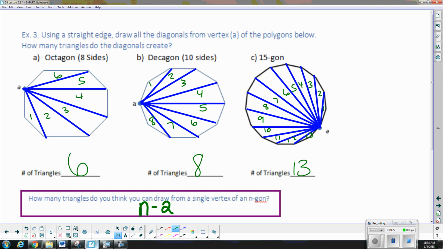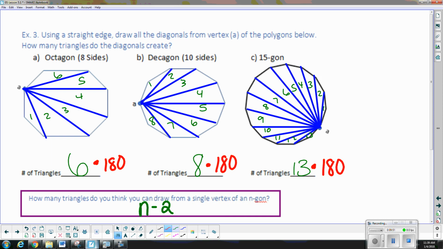So if there are that many triangles, 6 triangles in an octagon, what's the degree measure for the interior angles of an octagon? It would be 6 times 180. What about for a decagon? 8 triangles, each measuring 180 degrees. And for a 15gon, we had 13 triangles, each measuring 180 degrees.